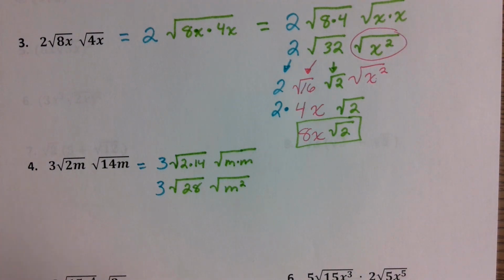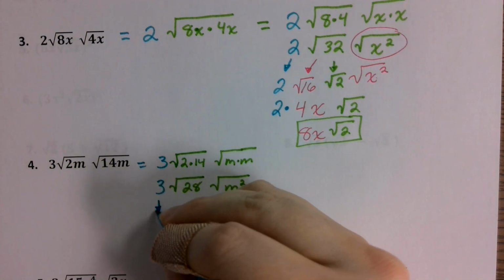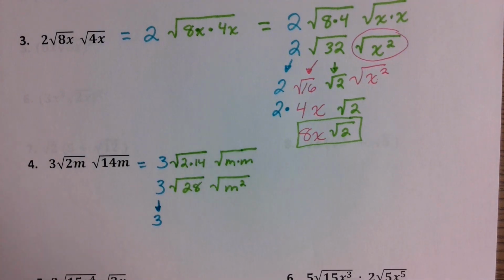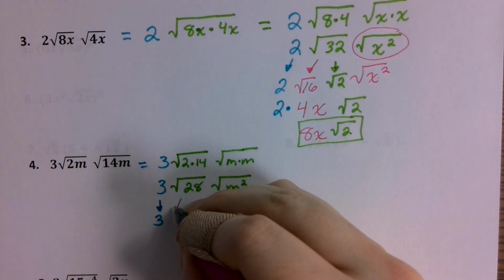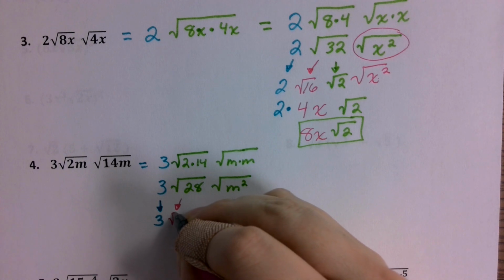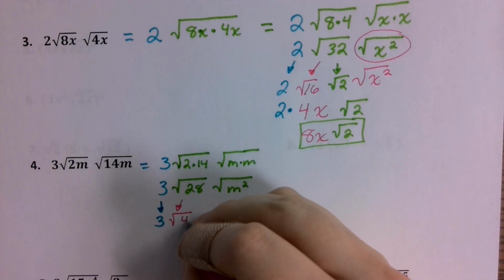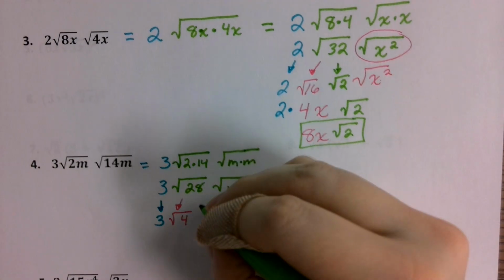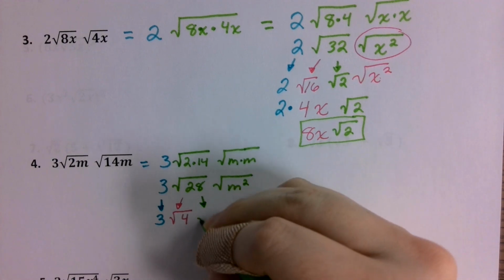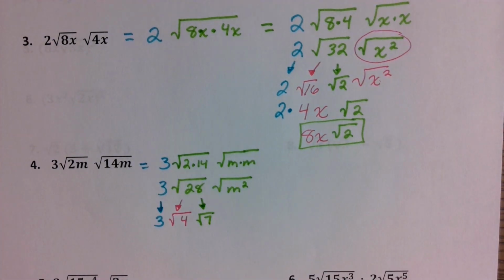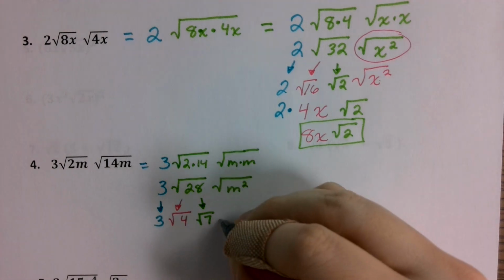28, you can go ahead and simplify it into a perfect square and a non-perfect square. What perfect square goes into 28? 4, very good. And then the non-perfect square is 7, because 4 times 7 is 28. Okay, and then m to the second power is a perfect square.